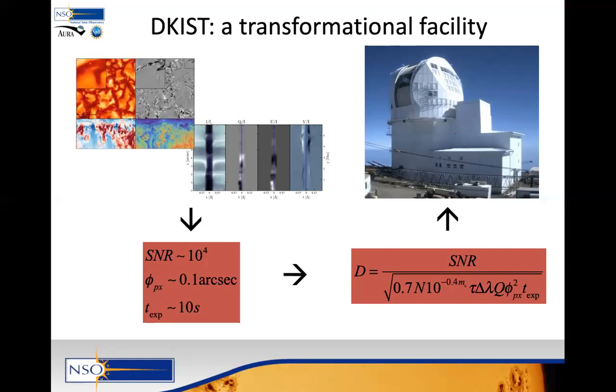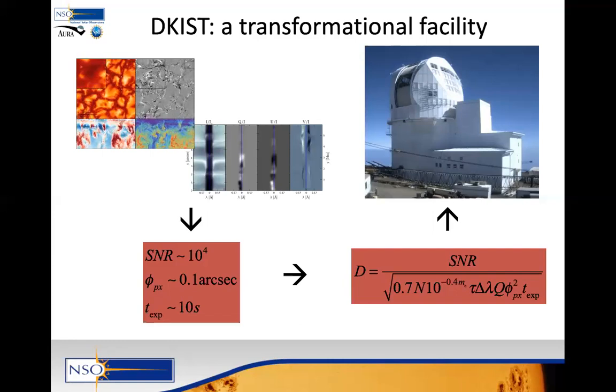So, signal to noise 10 to the 4, right? You want to measure one polarized photon out of 10,000. You want to have 0.1 or 7 results. And you want to have exposure times of 10 seconds. That's very demanding. Solar physics is not here.